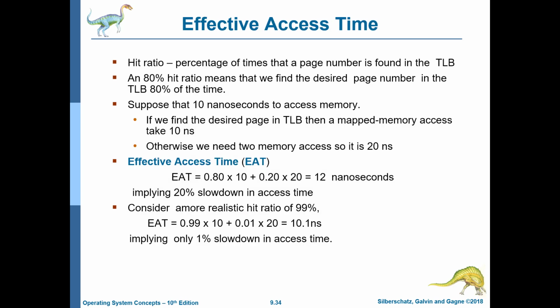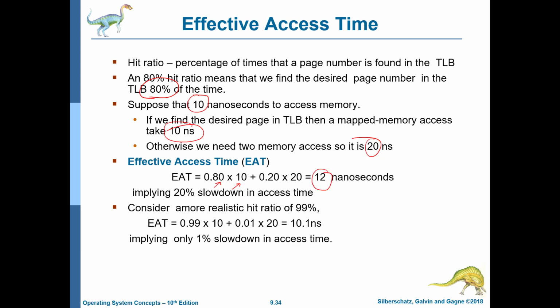If you want to look at the effective access time, let's assume that the hit ratio is 80%. Suppose it takes 10 nanoseconds to access memory. So if you find the desired page in the TLB, then the mapped memory access will take 10 nanoseconds. Otherwise, we will need 2 memory accesses, so let's assume it's 20 nanoseconds. So the effective access time is 0.8 times 10 plus 0.2 times 20, which follows from the standard formula of a weighted mean. So the net time is 12 nanoseconds.